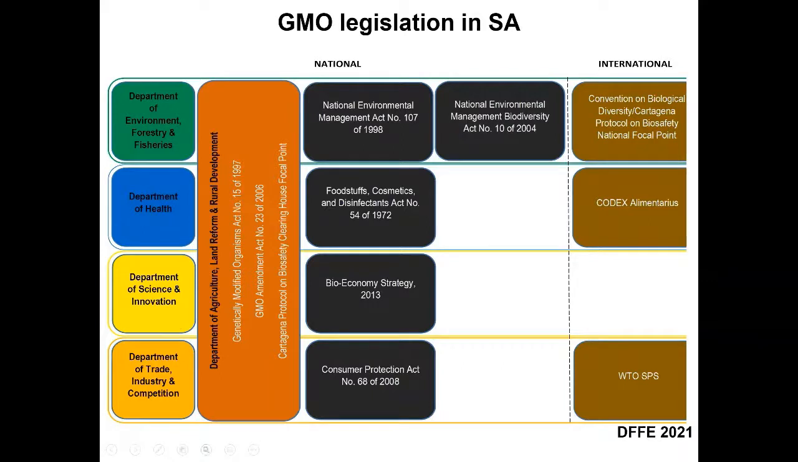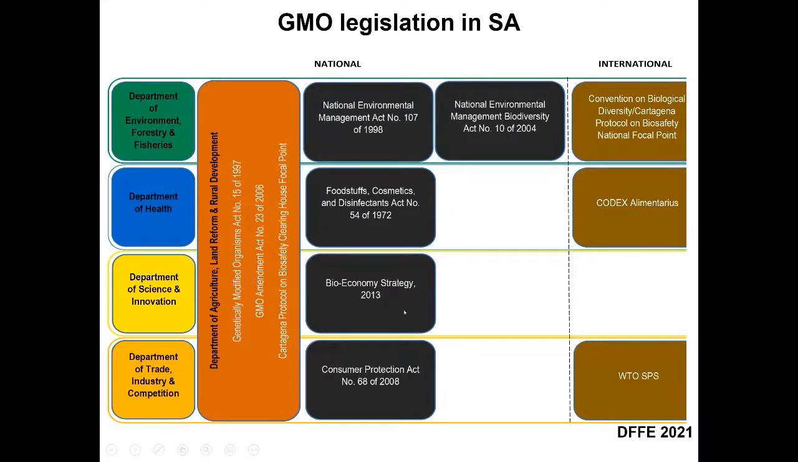So this is where the chunk is under the GMO Act and its other amendments. Then we've got the Department of Environment, Forestry and Fisheries, the Department of Health, Department of Science and Innovation, the Department of Trade and Industry, and all the different legislations that are there. In the Department of Health, in particular, it's the Foodstuff and the Cosmetic Acts. This is where all the labeling and issues with GMOs are.